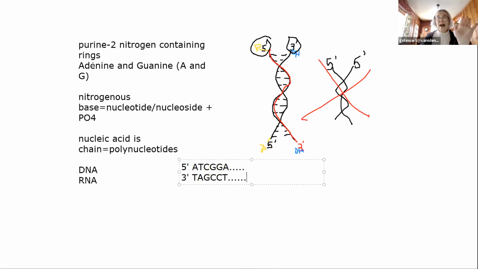I would not even expect you at this point to be able to tell me that the purines are adenine and guanine. I would expect you to be able to look at a picture of a purine, see that it has 2 nitrogen-containing rings, and say, ah, that one's a purine, part of a nucleic acid. And the one with a single nitrogenous ring, you should be able to say, oh, that's a pyrimidine. But again, I would not expect you to know this yet.